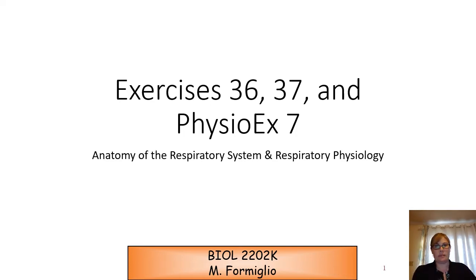But this information is exercise 36, and so that's what I'm going to go through kind of fast because that's stuff we already discussed. And then we'll talk a little bit more about the physiology in exercise 37. And then PhysioEx exercise 7 is something that you'll be completing as soon as we all have access to this access code that we've been working on. So let's get started.